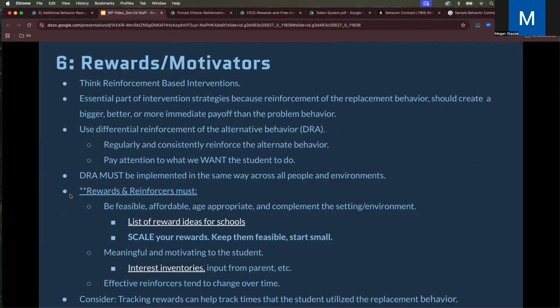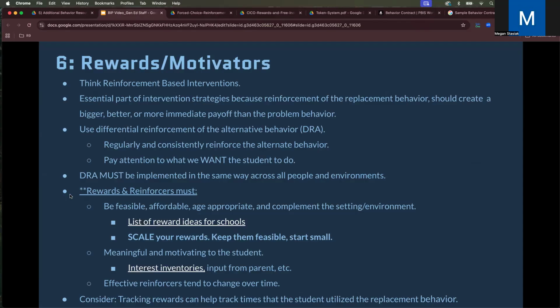Sometimes I will do reward menus with the students. So I'll give them a list of, like, these are things that are feasible that we can offer you. Like, pick three or four. And for this month, or this week, these can be the options that you can work towards earning.